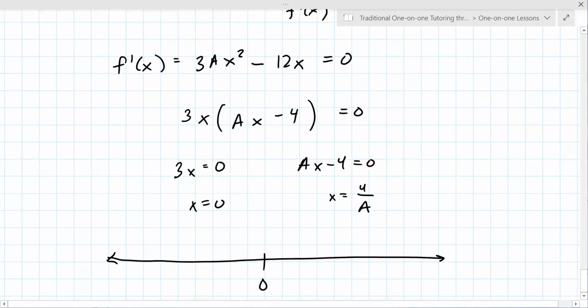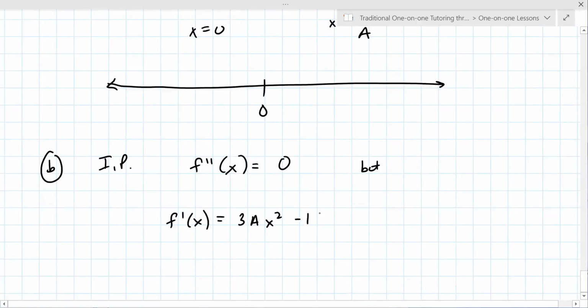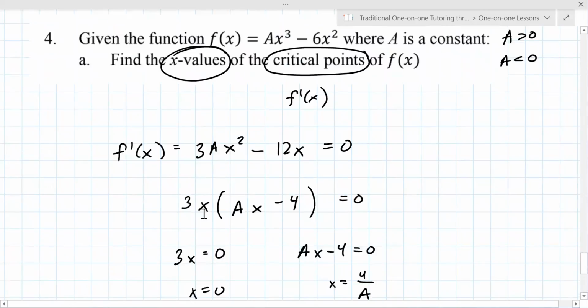Okay, part B. Part B is inflection points. So you need to find f double prime of x and set it equal to 0. But you do not use the factored form. If you go back to f prime of x, you go back to 3ax squared minus 12x. This is what you want to take the derivative of, not the factors, because the factors have you using product rule. If you go back to this right here, which is the derivative, you don't do product rule.